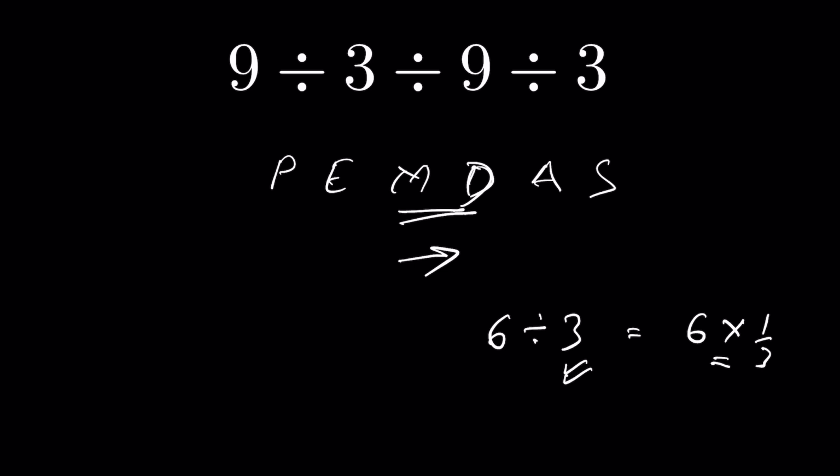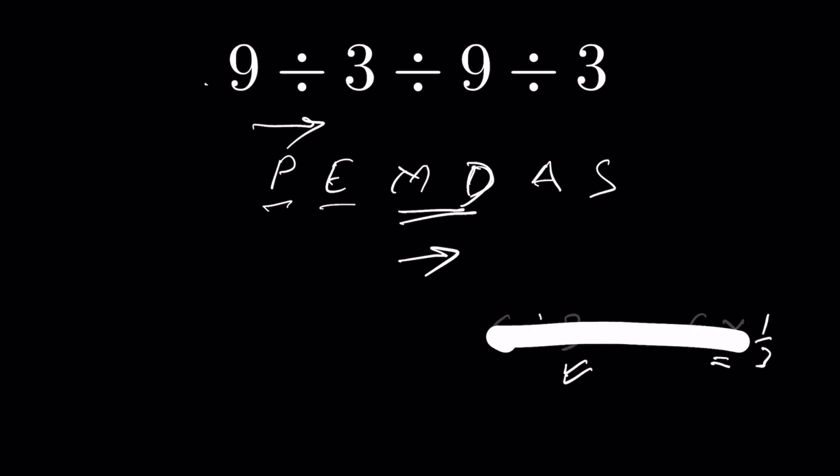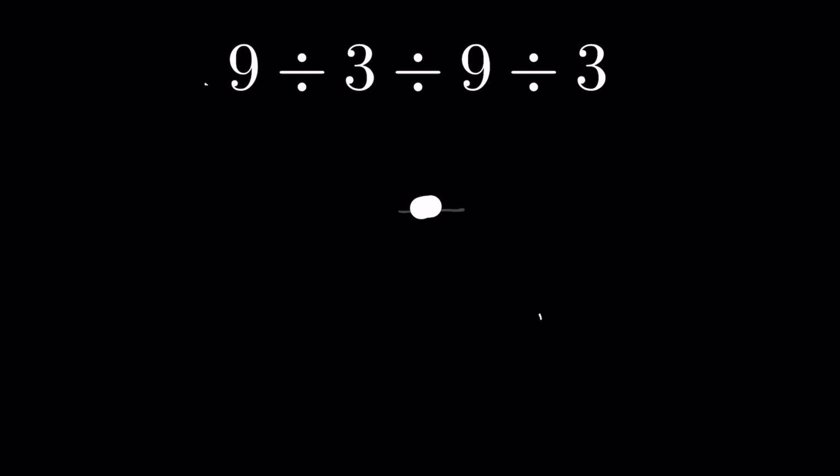So we start solving from left to right, and not just group them together and then solve. Unless there is a bracket, we cannot solve it like this. We have to solve from left to right, and since there are no parentheses or exponents, we start from division. Now here, from left to right, we have division first, so we will first deal with this division.